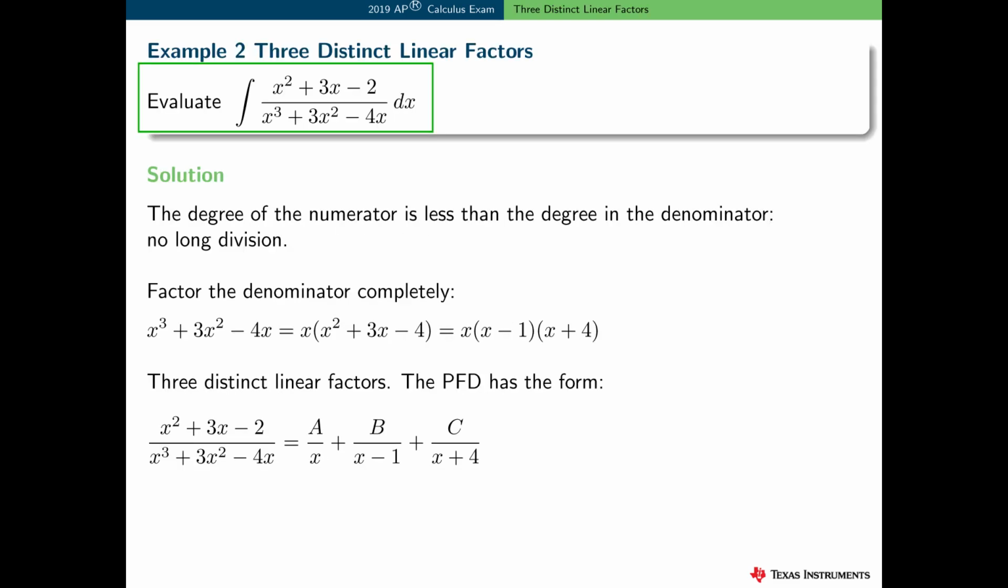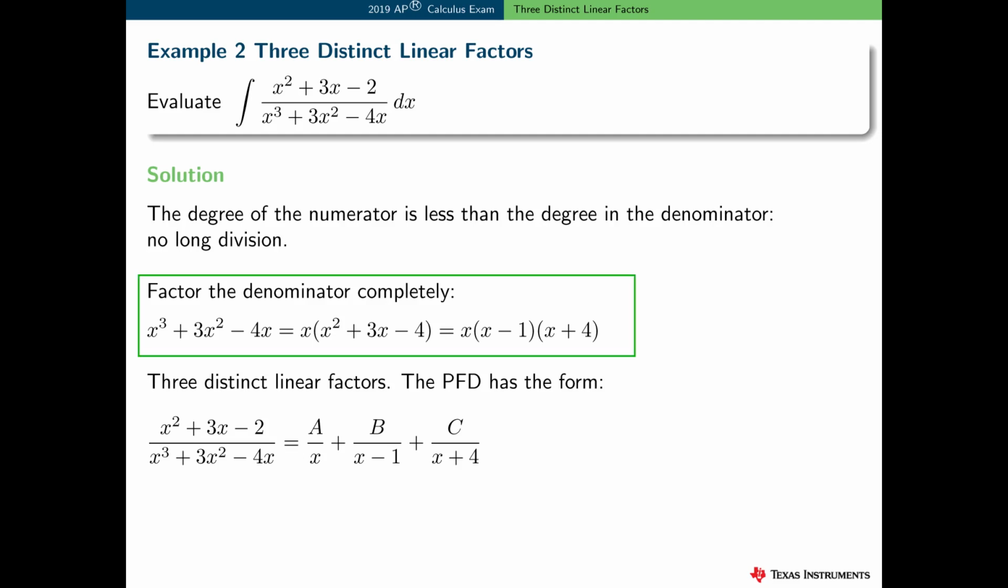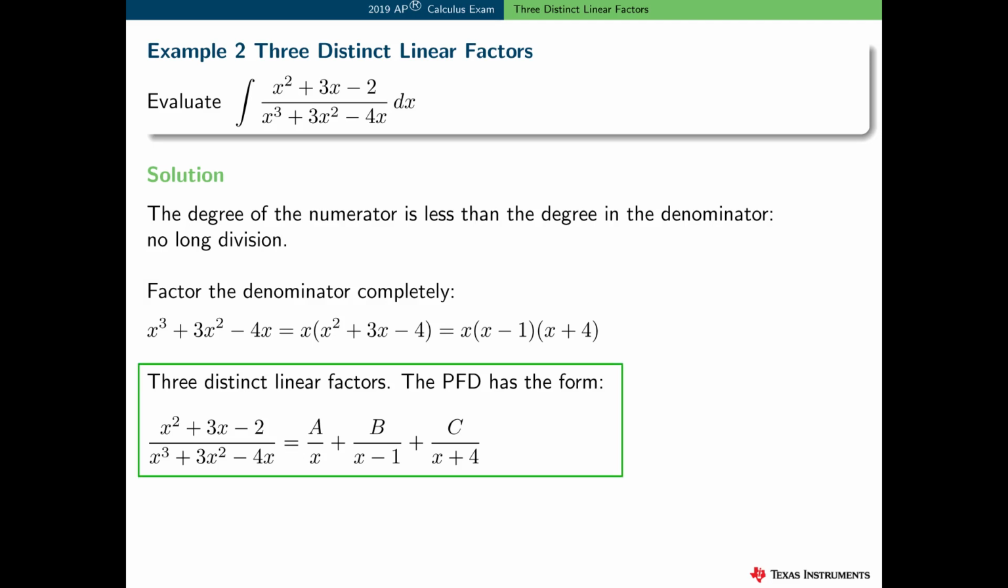The only type of partial fraction decomposition that students are responsible for on the BC Calculus exam is one in which the denominator is the product of linear terms raised to the first power. So let's see if we can evaluate this definite integral. Well, the degree in the numerator is less than the degree of the denominator, so we don't need to do any long division. So we'll factor the denominator completely, and it factors into 3 distinct linear factors, all raised to the first power. Each factor contributes only one term to the partial fraction decomposition.